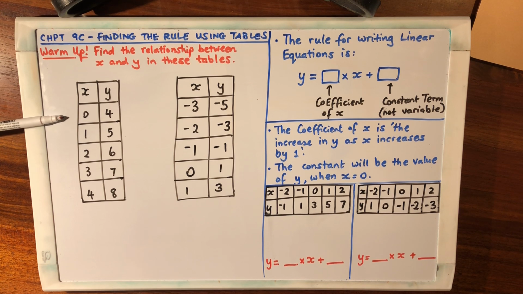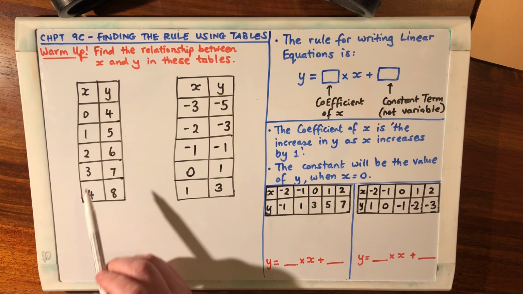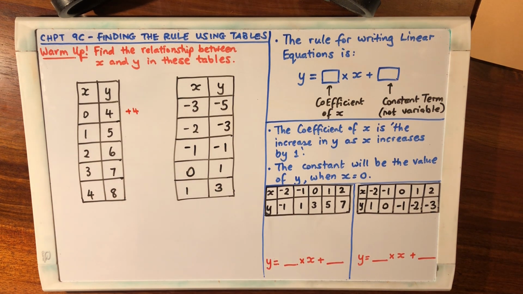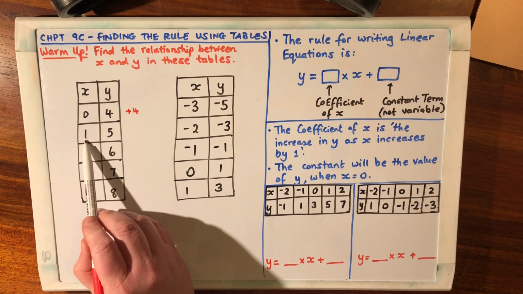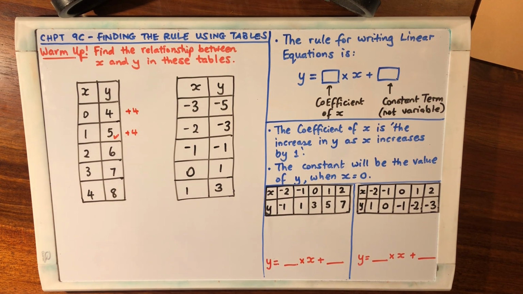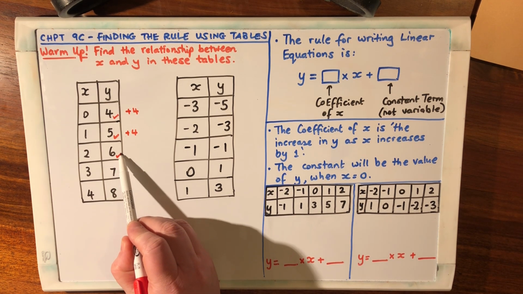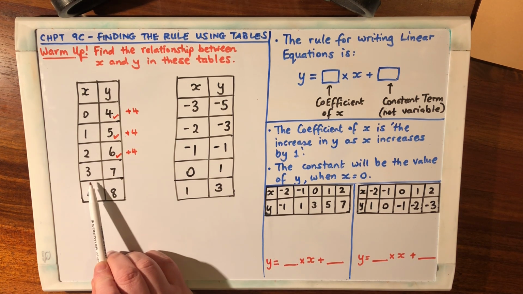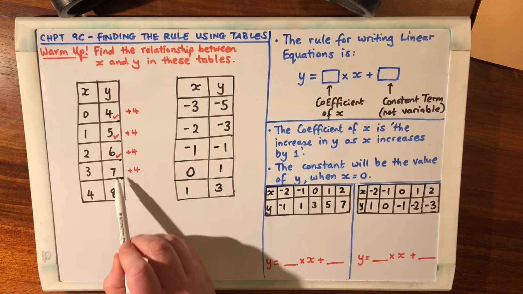But does adding 4 suffice for every single pair of coordinates? Let's have a look. If X equals 0 and we add 4, Y must equal 4. What if we add 4 to X equals 1? We end up with 5, so that does suffice the rule. So we have two pairs of coordinates that the rule works for. Does it work for the next pair? 2 plus 4 equals 6. It does work. Does it work for the fourth one? 3 plus 4 definitely equals 7.